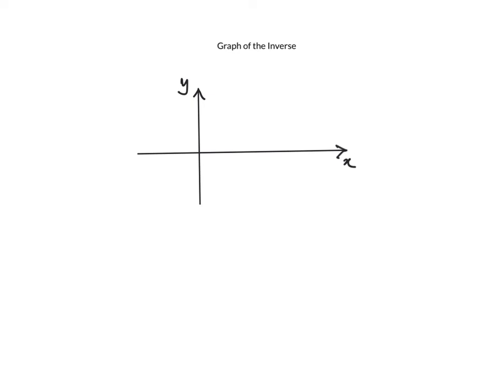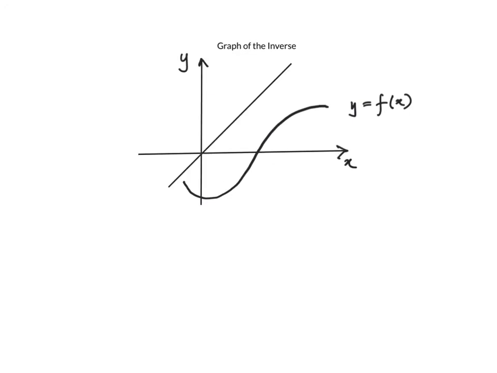The graph of the inverse function. Here we have some function. And what we want to do is to graph the inverse of the function. Well, first thing to do is to draw the line y equals x, and to reflect this graph here in this line here. It doesn't need to be exact, so we have something that looks like that, and that would be the graph of y equals f to the minus 1 of x.